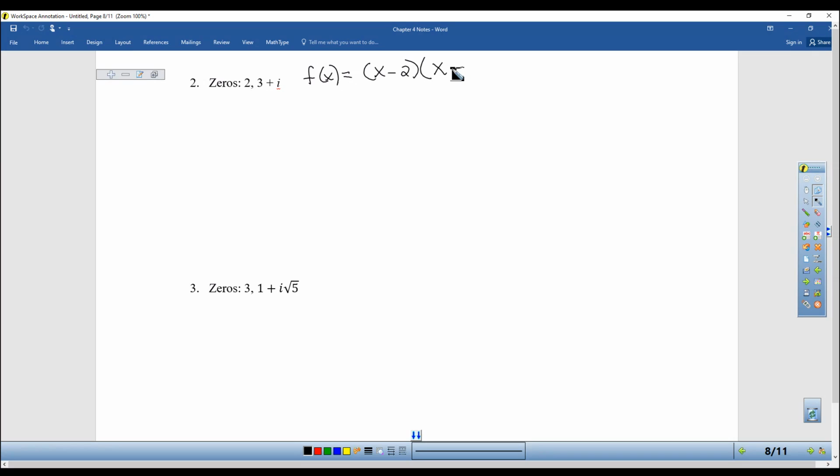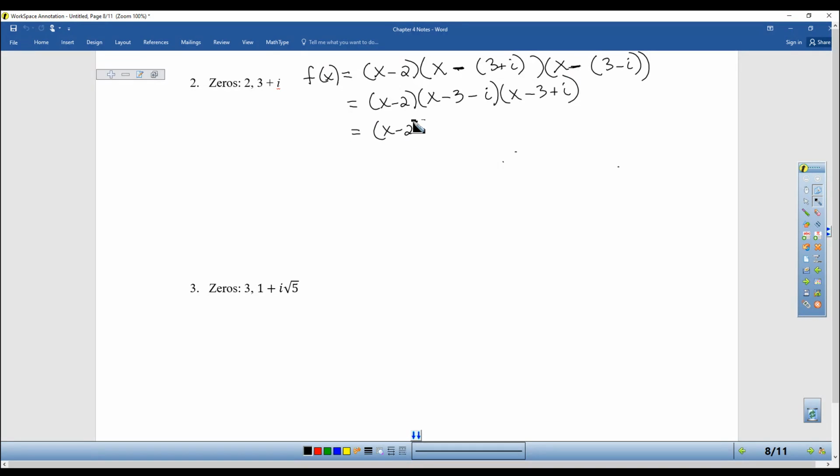Remember from last time that we do x minus and then x minus. So that gives me x minus the 3 plus i. That's one of the zeros. And then the other one is 3 minus i. So you are going to want to simplify that to x minus 2 times x minus 3 minus i, x minus 3 plus i. Again, a lot of people accidentally make one of these plus and one minus. Make sure you get that correct.